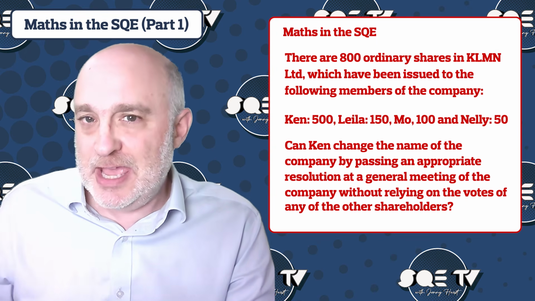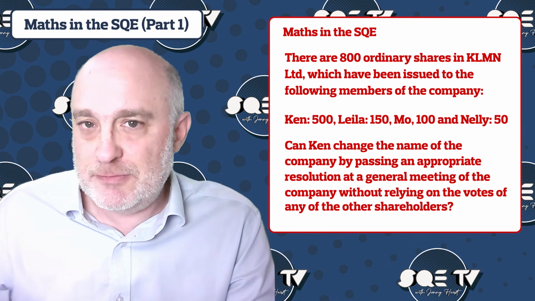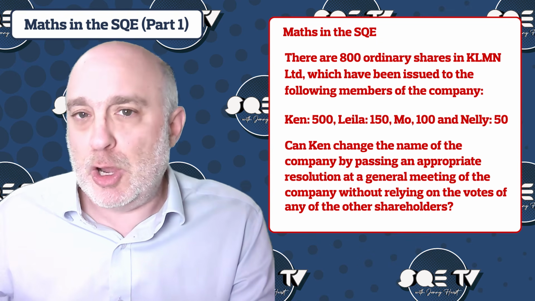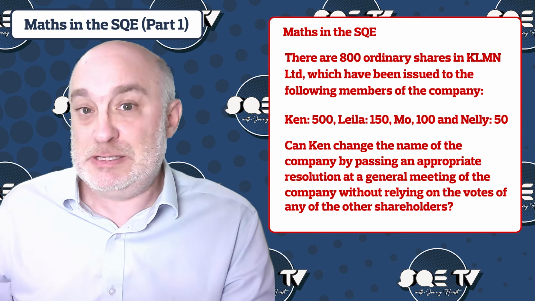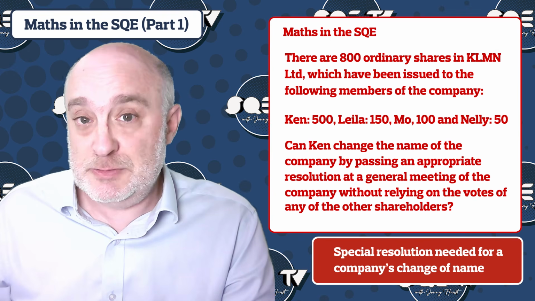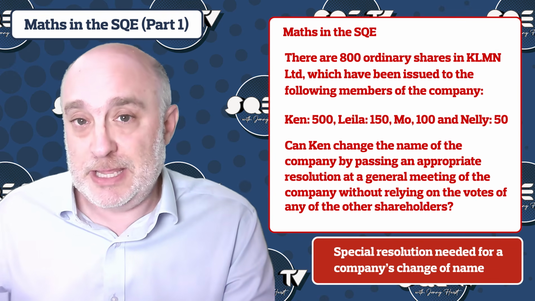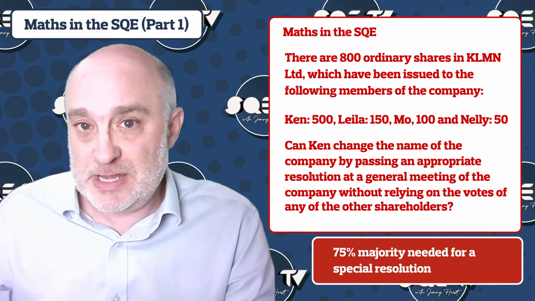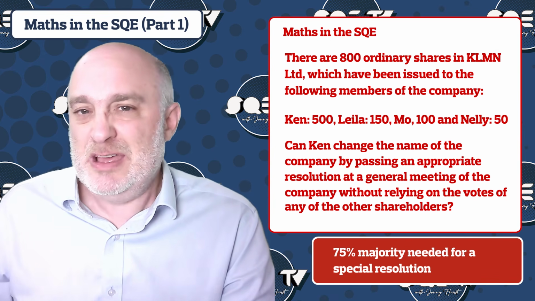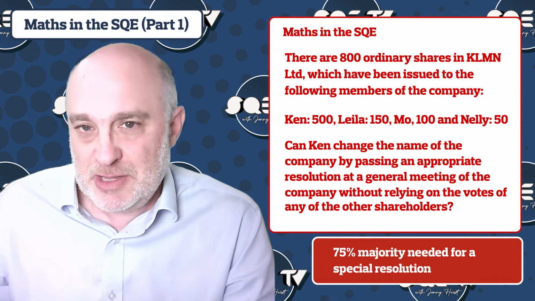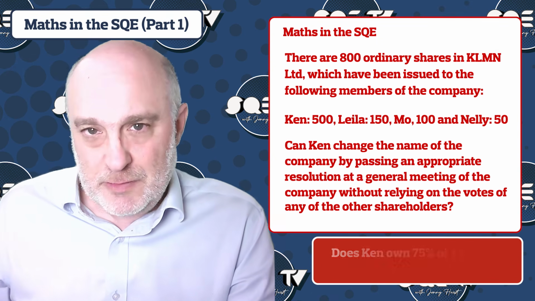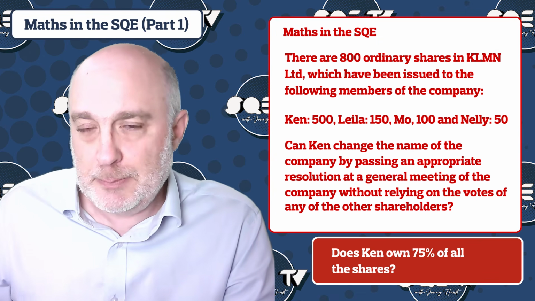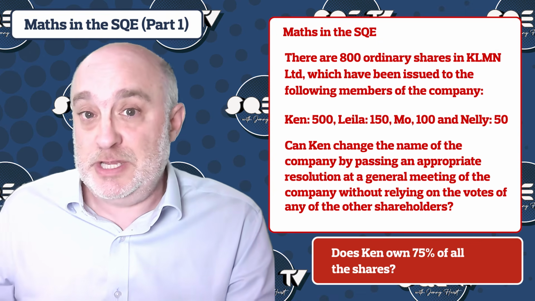Now, the key thing here is we're told that Ken owns 500 of the 800 shares in the company. And if we remember our law, we need to pass a special resolution if we are going to be changing the name of a company at a general meeting. And a special resolution requires a vote of 75% of the shareholders. And that means those holding 75% of the shares. So the key question is, does Ken's 500 shares constitute 75% or more of the total shares in the company? So this is the calculation that we need to do.